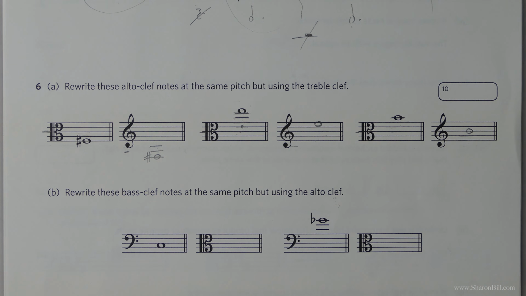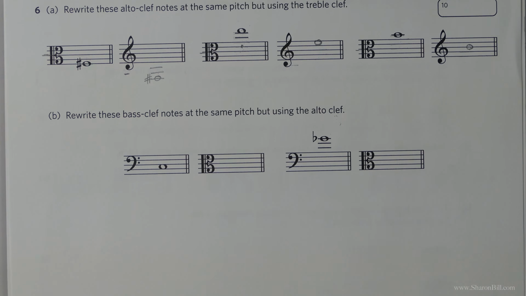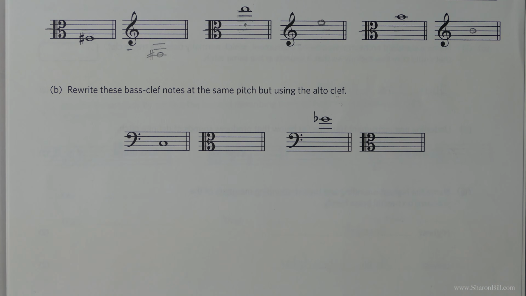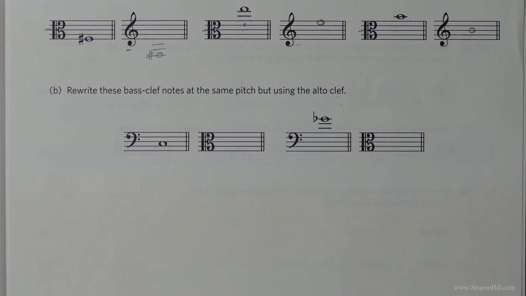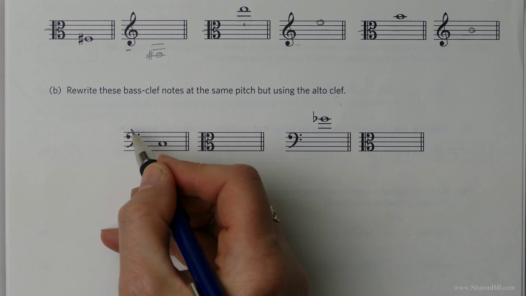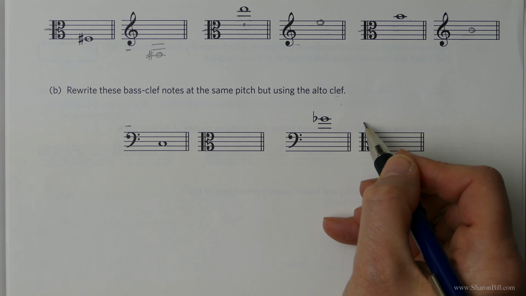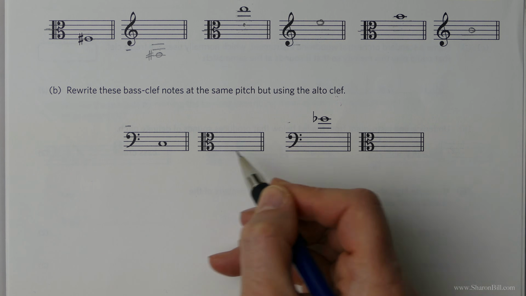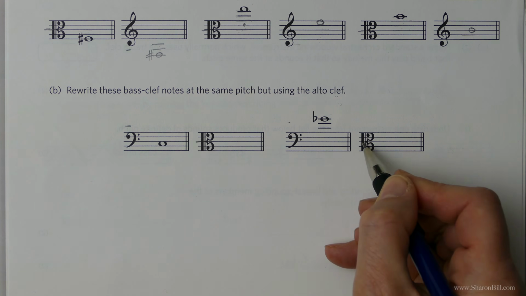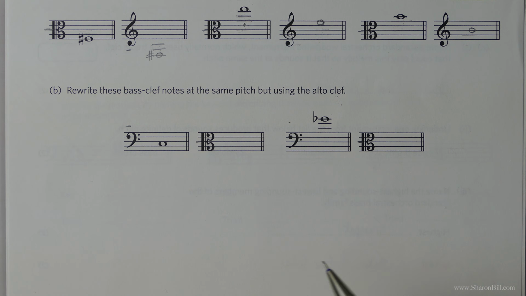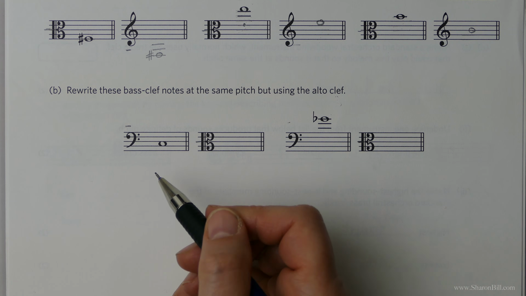So let's move on to this next section. Same principle, but this time we're going from bass clef to alto clef. And so as we've just discussed, middle C is at the top of the bass. So it's at the top of the bass, and here's middle C in the alto clef. So making sure we get our octaves correct.